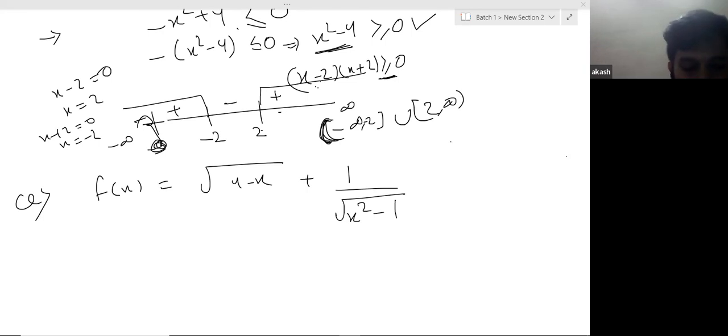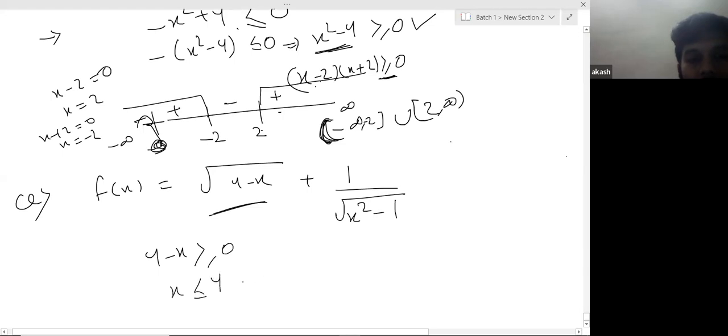All right, let's check. In here, 4 minus x should be greater than or equal to 0. That means x should be less than or equal to 4. So this is minus infinity to 4, right? Close brackets.